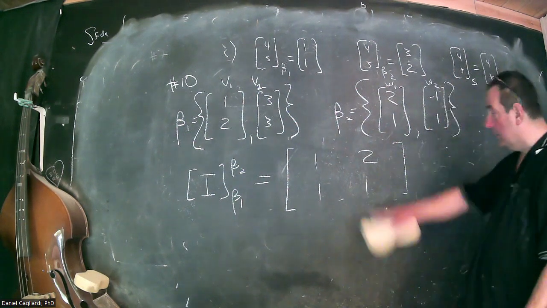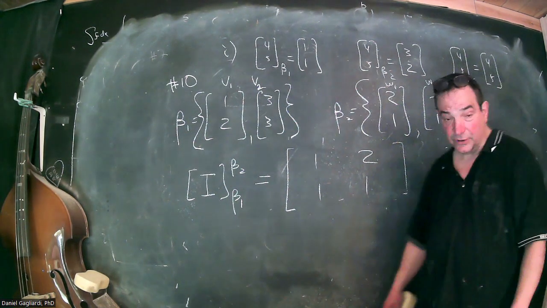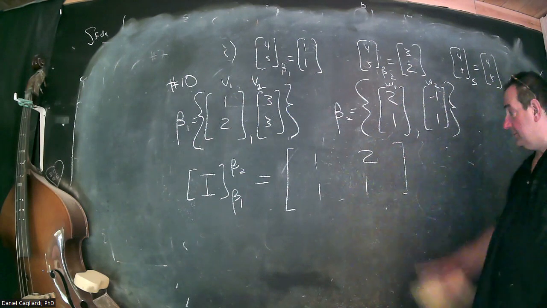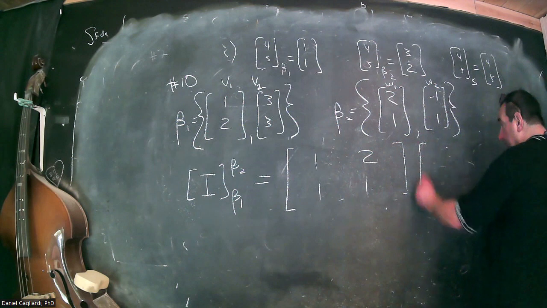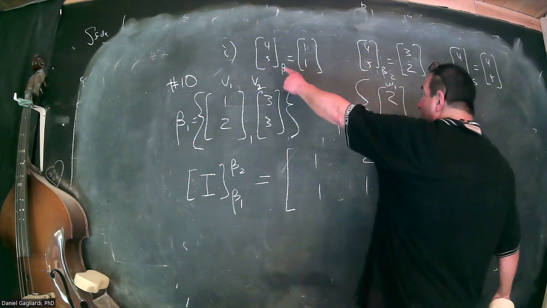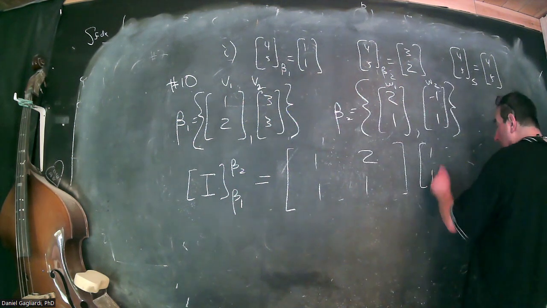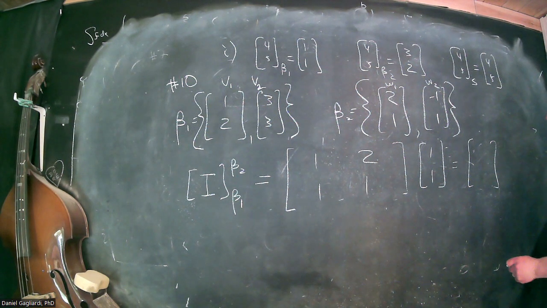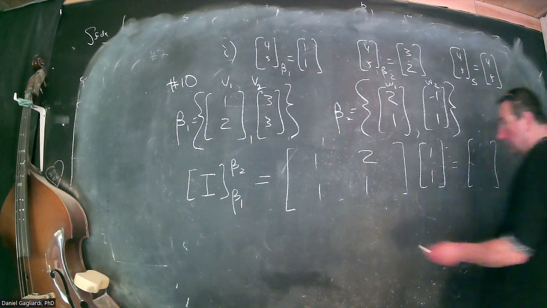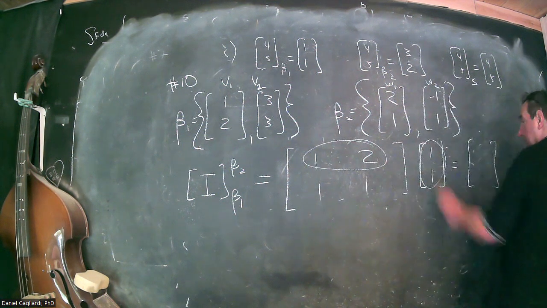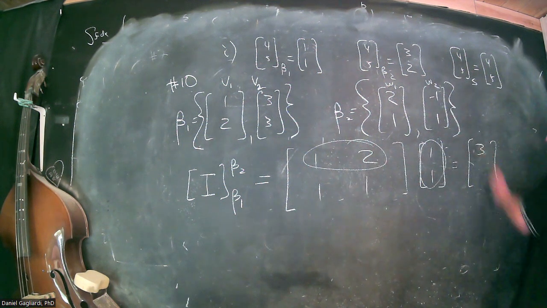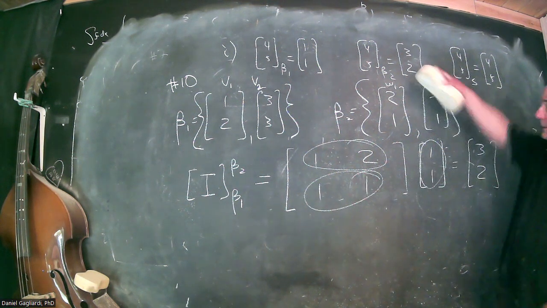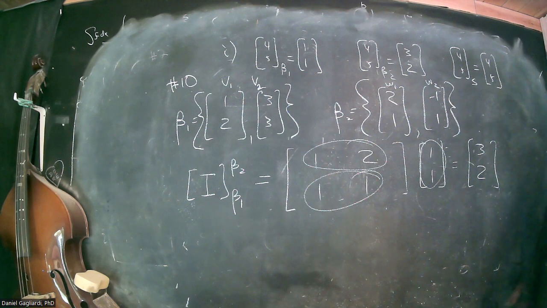Okay, so this is what we call a transition matrix, by the way. If I take this transition matrix and multiply it by the coordinates of 4, 5 relative to beta 1, which are 1, 1, do I get the coordinates of 4, 5 relative to beta 2? I certainly hope so. Using the dot product, we have 1 plus 2 is 3, and then 1 plus 1 is 2. Absolutely. We get the coordinates 3, 2.